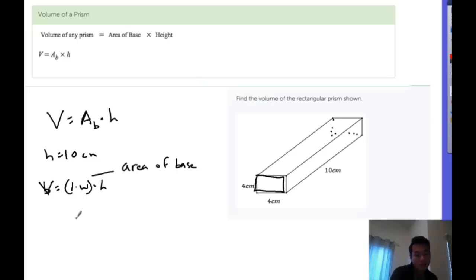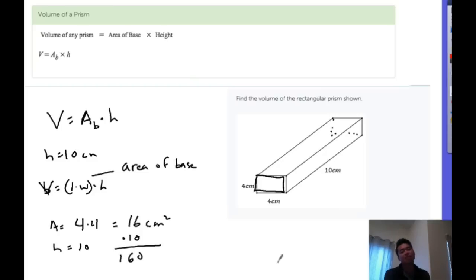So from here, we just go 4 times 4. So the area of the base is going to be 16 centimeters squared. And then the height is already 10, so I'm going to multiply this by 10, okay, to get 160. And this is the tricky part, centimeters cubed. It's three-dimensional. You're multiplying 1, 2, 3 units, so that's why it's to the power of 3.